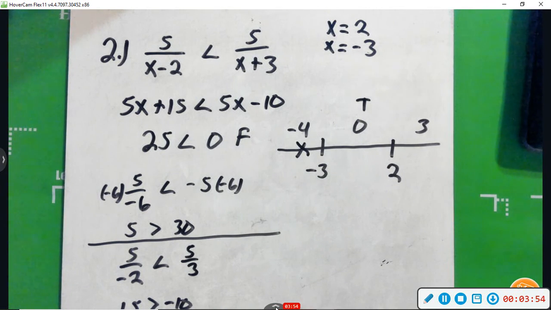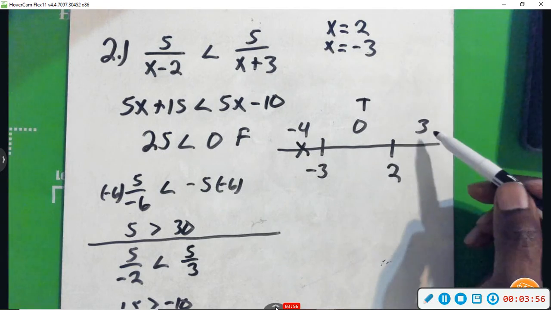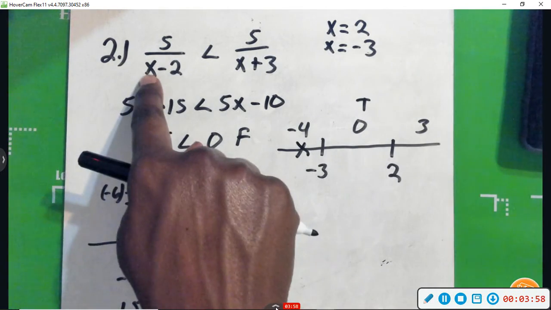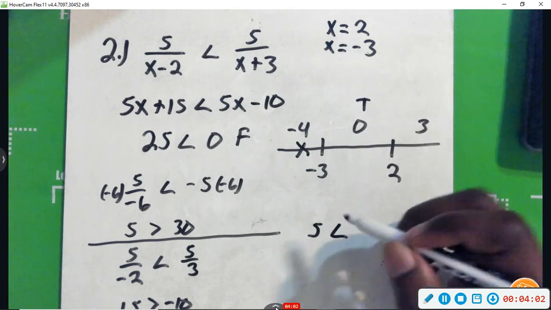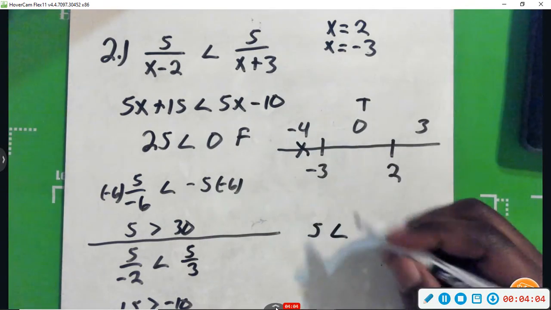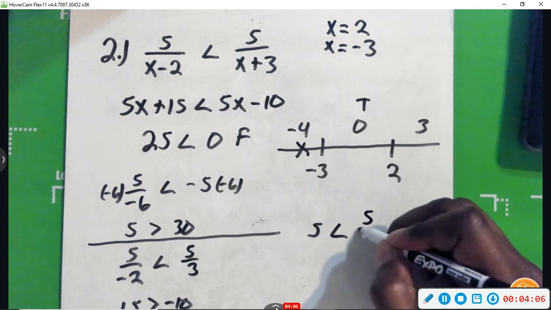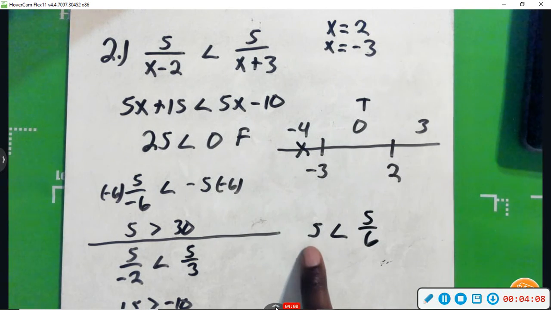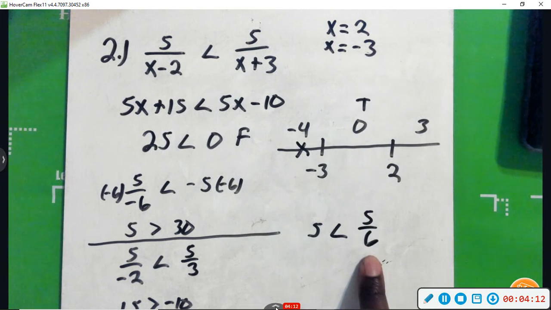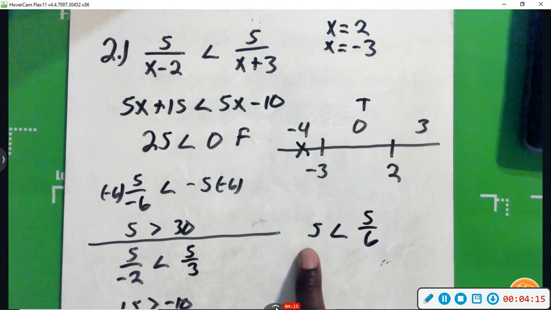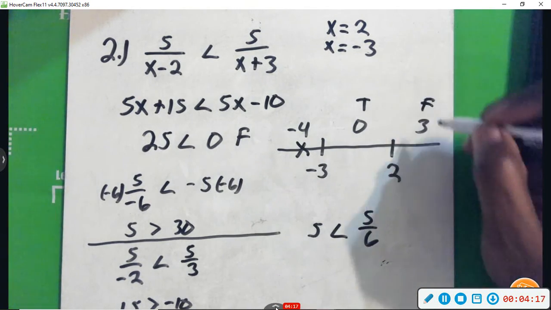And then we will try 3. So if I plug in a 3, I get a 1. So I'll just end up with 5 less than. Plug in a 3, I get 5 over 6. Okay, so 5 is less than 5 over 6. That is false. This fraction is going to be smaller than this whole number, so this part is not true.